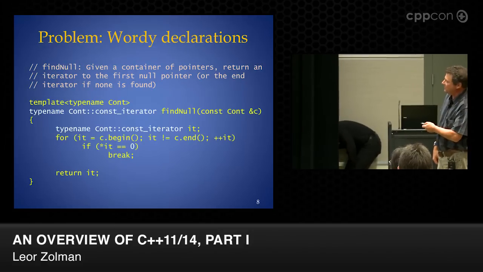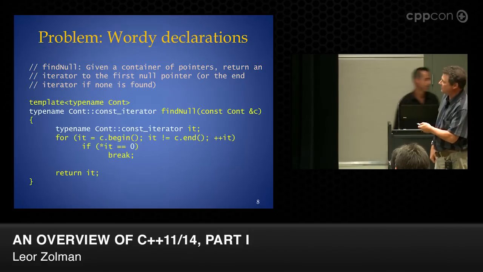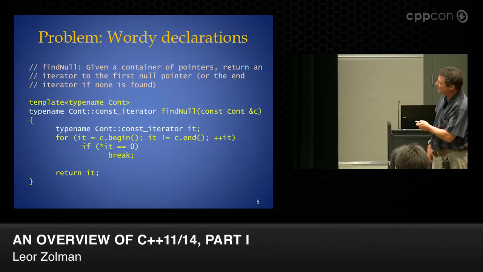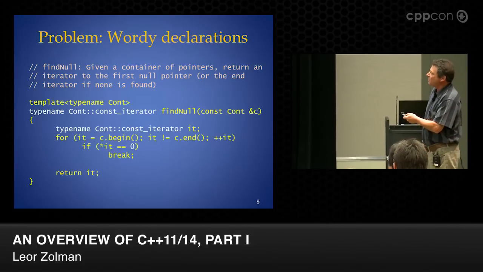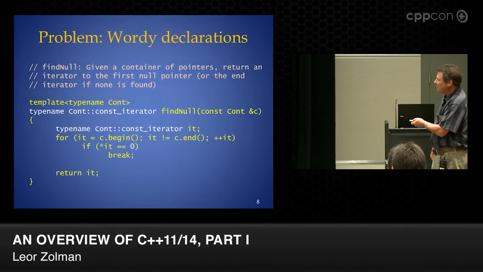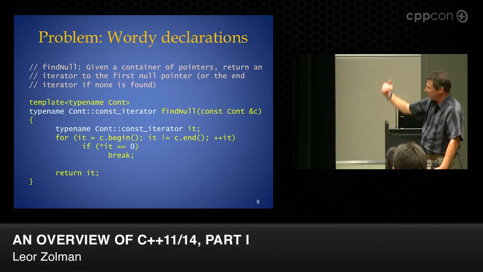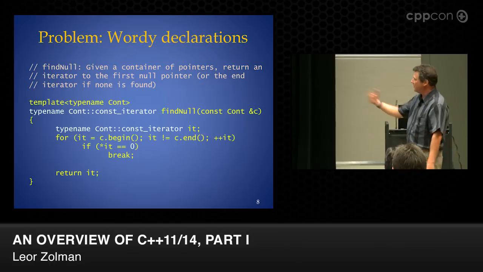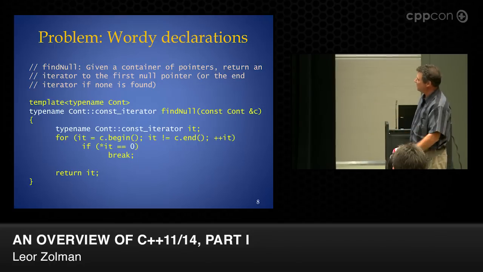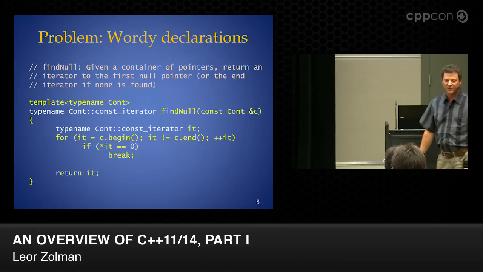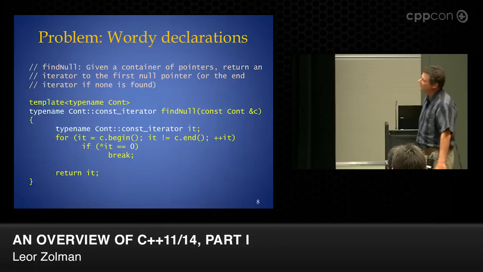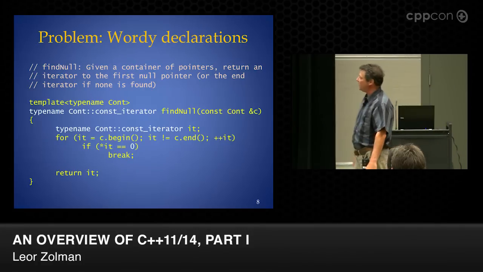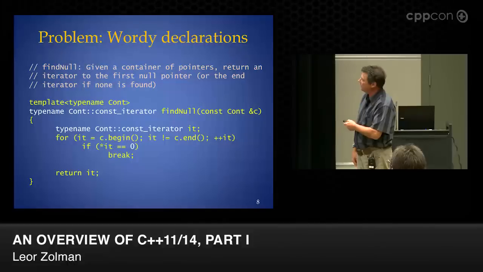It's the name of a nested type inside of this type, cont. But cont itself is a template parameter, so when the compiler is compiling this code the first time, when it's seeing that code for the first time, it doesn't know how it's going to be specialized. It doesn't know what type of container is actually going to be passed in here when the client calls this thing, specializes the template. So the compiler can't possibly know within this type cont what const iterator actually is.